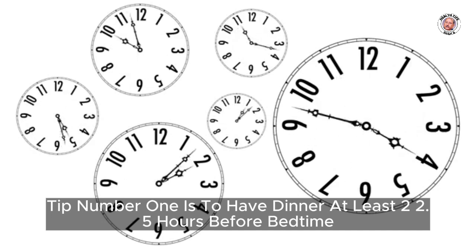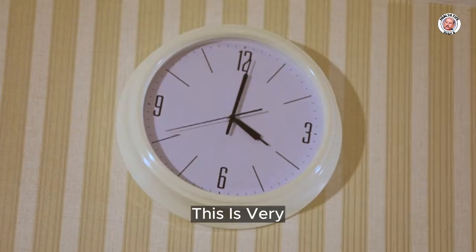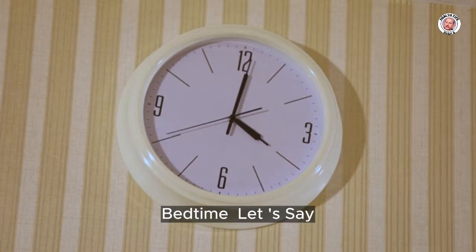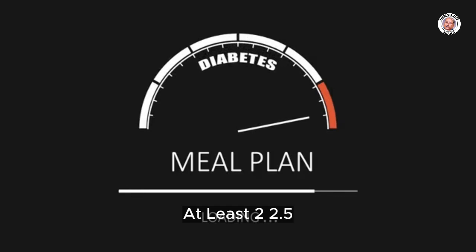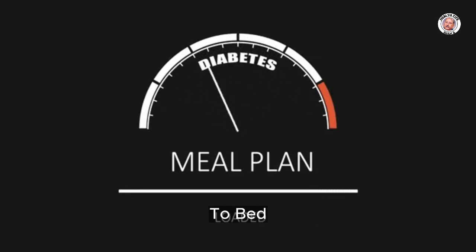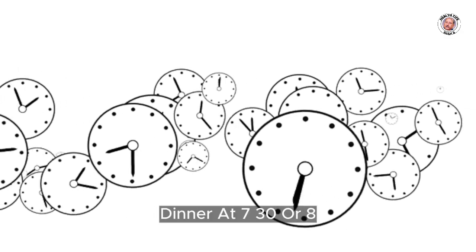Tip number 1 is to have dinner at least 2 to 2.5 hours before bedtime. This is very important. See, if you have dinner close to your bedtime, let us say you're having dinner at 9 o'clock and you're going to bed at 9:30 or 10 o'clock, then there are chances that your blood sugar will shoot up in the morning. So try to finish your dinner at least 2 to 2.5 hours before going to bed. For example, if you are going to bed at 10 o'clock, then try to finish your dinner at 7:30 or 8 o'clock.